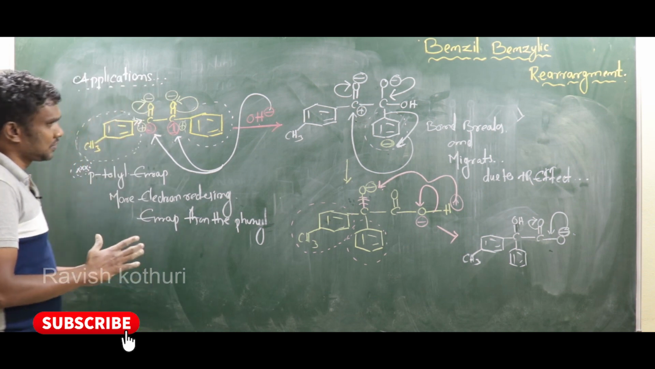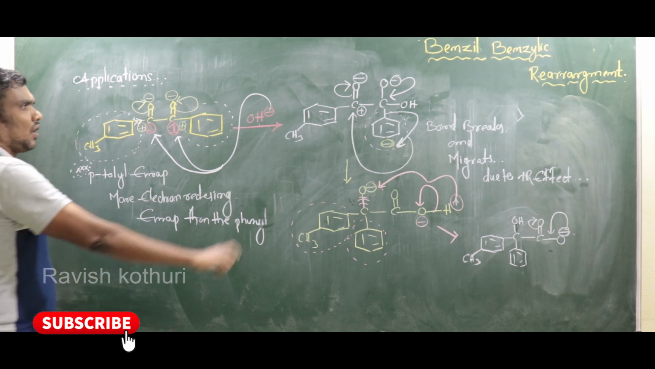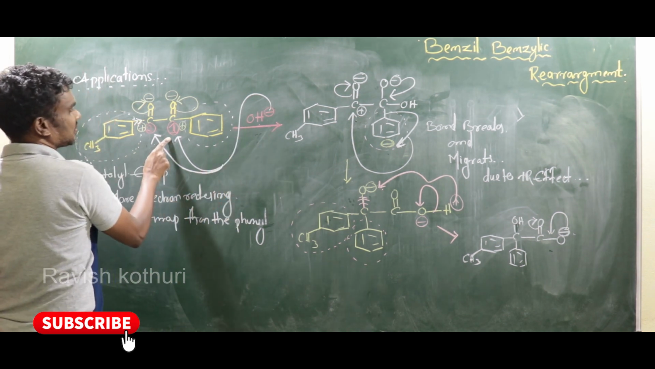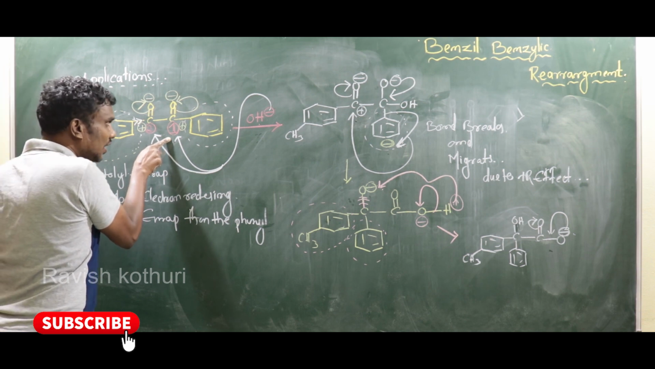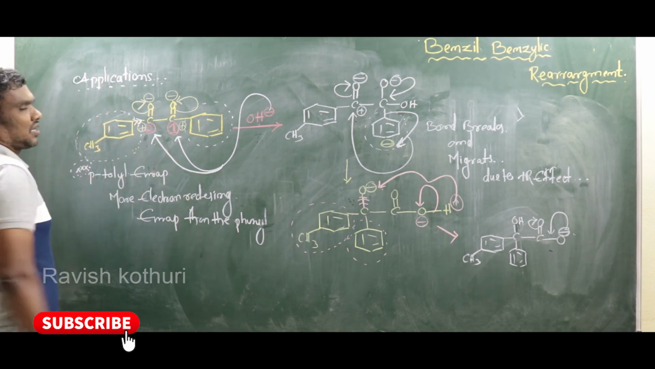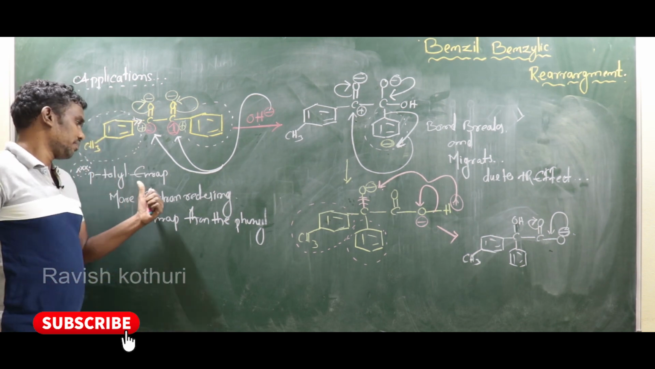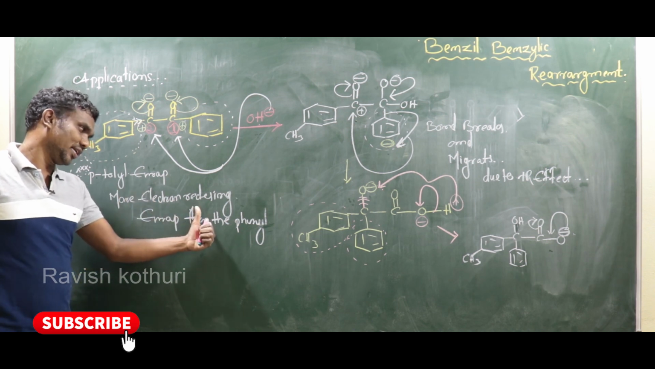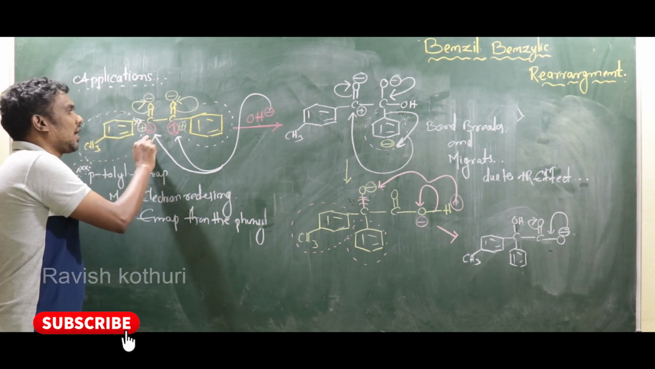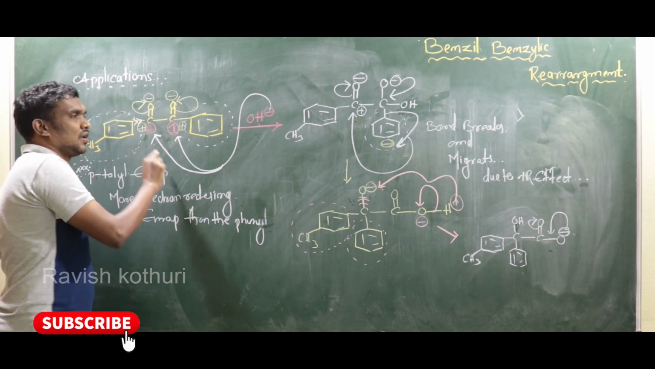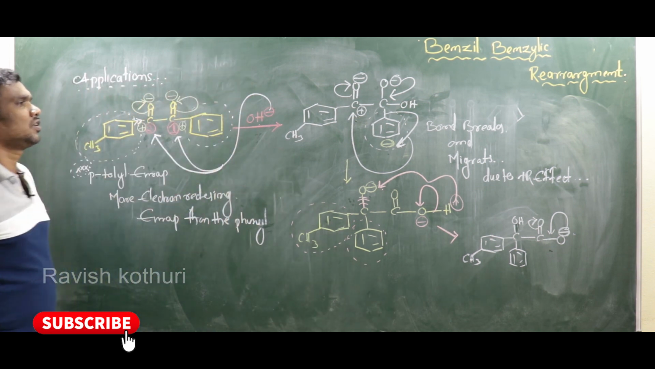So this is about a few applications, my dears. See here, what is important? The OH minus will attack at the first carbon. Why? Because here the positive charge is more than on the second carbon, due to the para-tolyl group being a more electron releasing group than the phenyl group. So here the positive charge decreases. So that is the reason OH minus attacks at the first carbon.